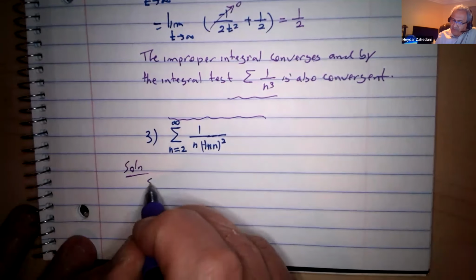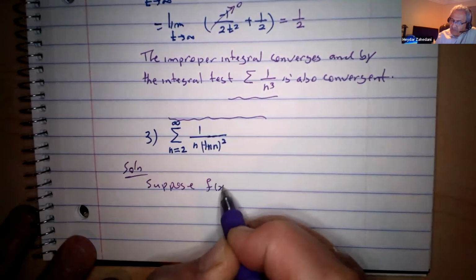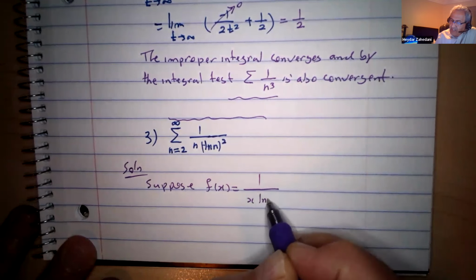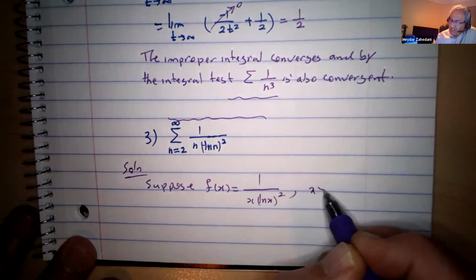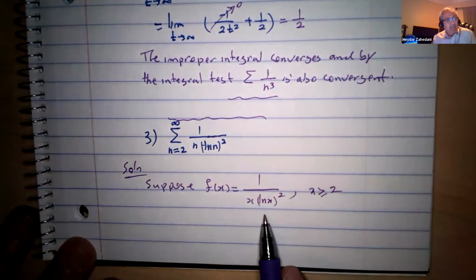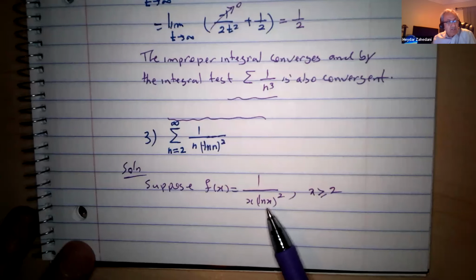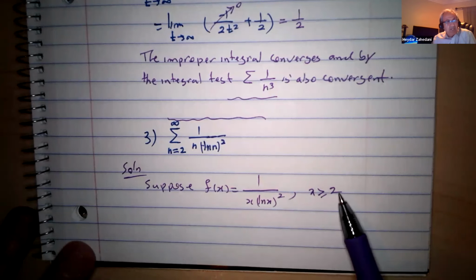Introduce a function. Suppose f of x is going to be equal to 1 over x ln x, all squared. Of course, x starts from 2 this time, because ln 1 is 0, so you cannot have 0 in the denominator. Again, argue. You see, this is continuous, because the denominator is never 0. This is positive, because x is positive, and ln of a number bigger than 2 is always positive.